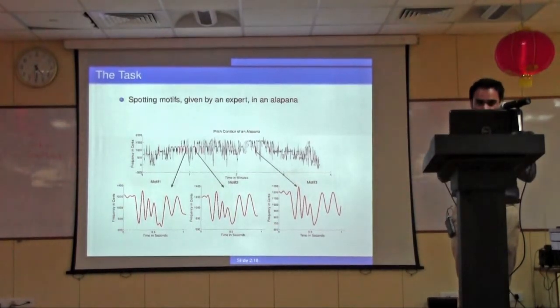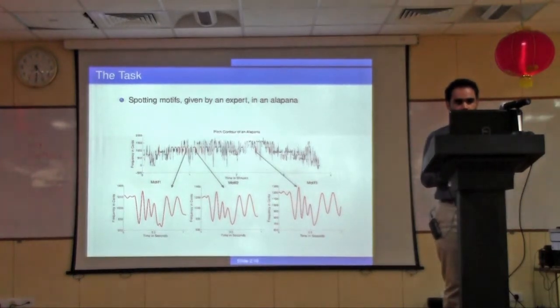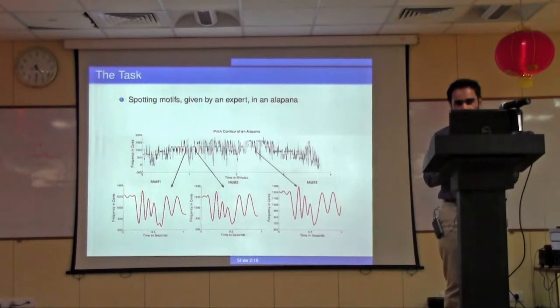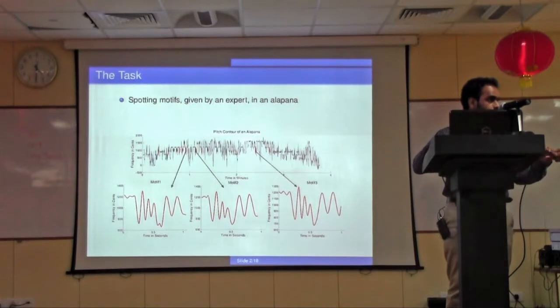So the task is, we are given a motif in a big alap, and the task is to find all the instances of this motif in the alapana. So here is an example of an alapana of 4 minutes, and the red shaded areas are actually the locations of the motifs. So our job is, given a query, to find all the instances of this motif.